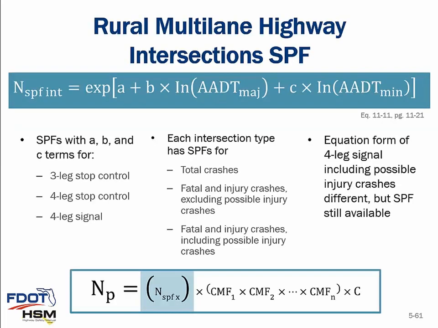So now let's take a look at the rural multi-lane highway intersection safety performance functions. Similar to what we had in the rural two-lane roadway, we have three different conditions for SPFs: the three-leg stop control, the four-leg stop control, and the four-leg signalized intersections. However, we'll discuss in a minute that the intersection form for the four-leg signal is a little bit different, so we will discuss that in much greater detail in upcoming slides. Each of these intersection types have safety performance functions for total crashes, and then breaking out the crashes. However, because we use crash distribution factors, or percentages, that have been developed in Florida, we typically use those for these analyses.